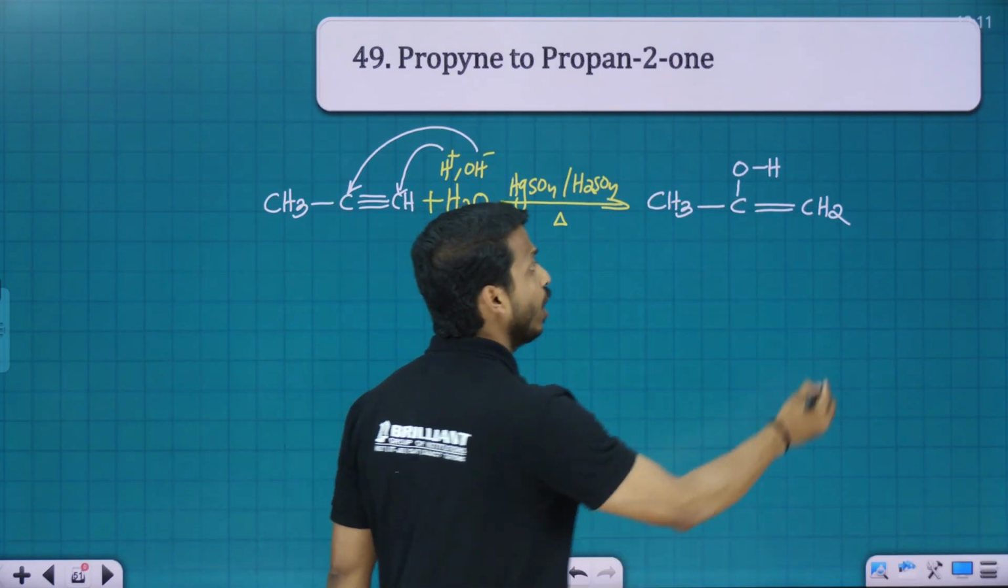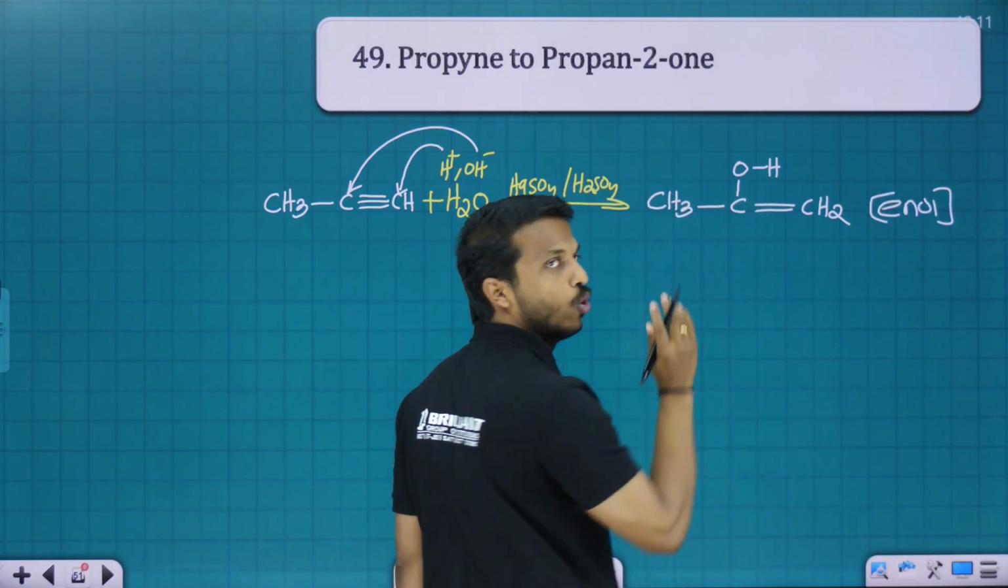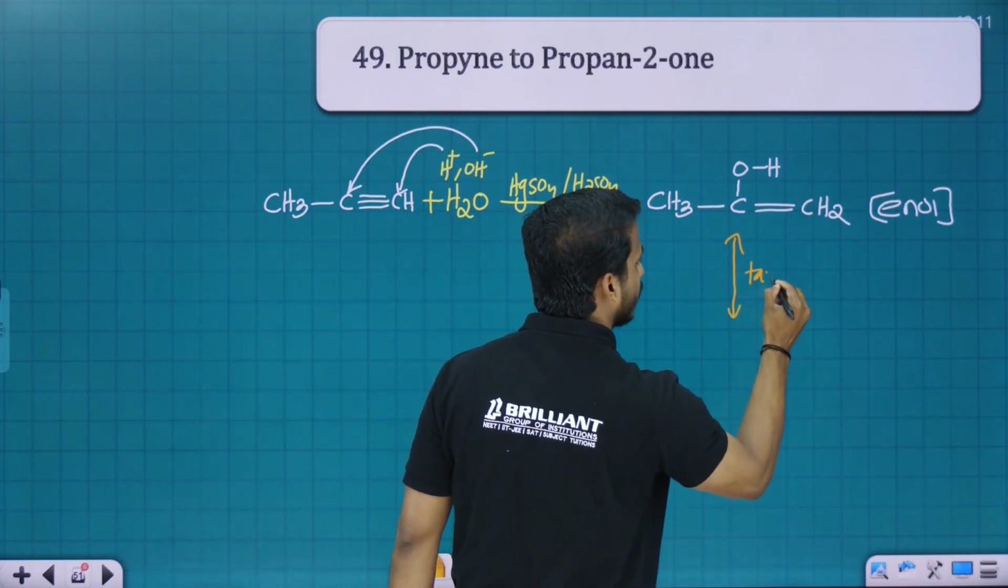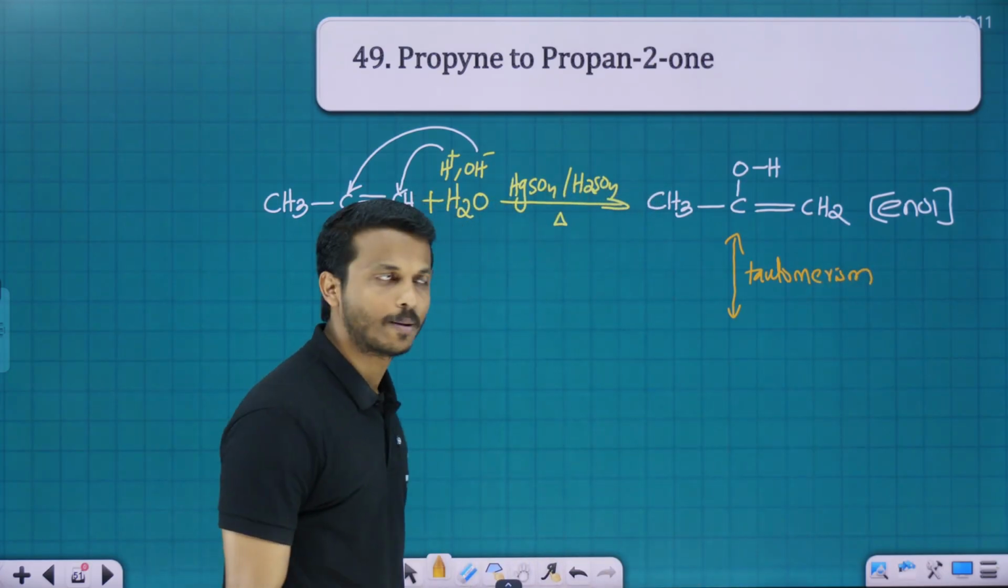You will get the compound called enol. What is meant by enol, my dear? It contains "en" and "ol" together. It will undergo one isomerism. What is it called? Tautomerism. What do you mean by tautomerism?